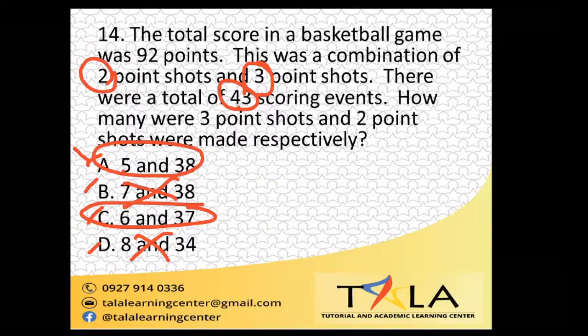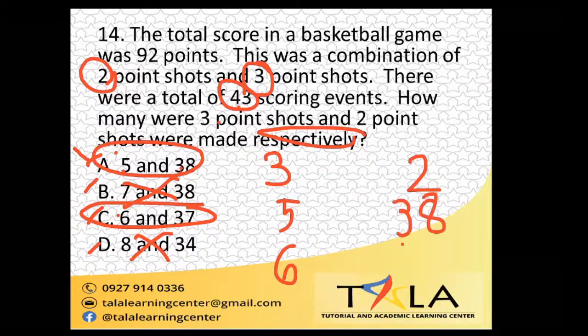So, let's check. 3 points, 2 points, respectively daw. So, ibig sabihin, yung unang binanggit, pang 3 points. 5, and then, 6 naman sa letter C. And then, yung pangalawa, or 2 points, 38 yung isa 37. Okay, so let's try first. 5 times 3, that will be 15. 6 times 3, that's 18.